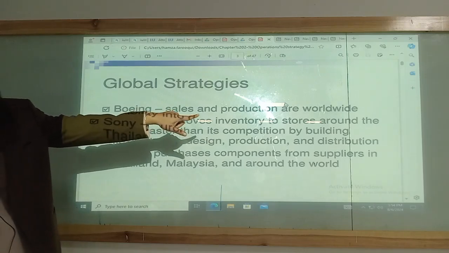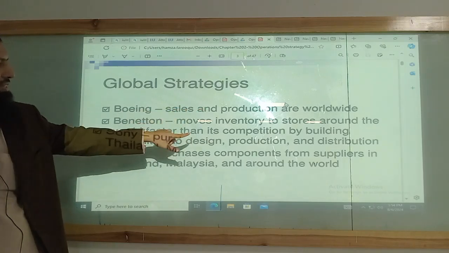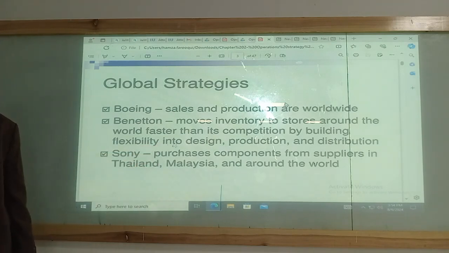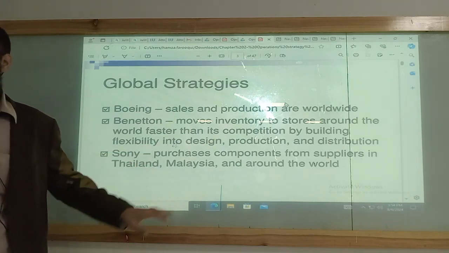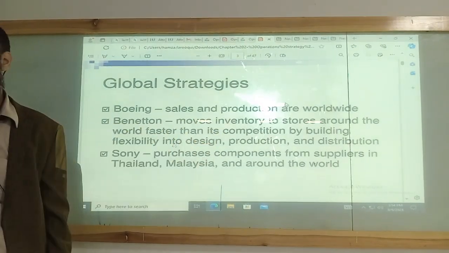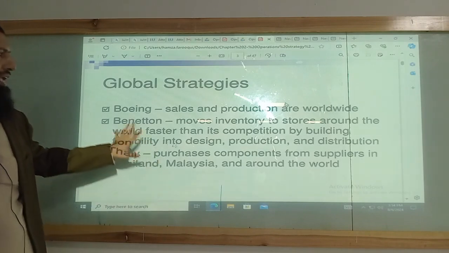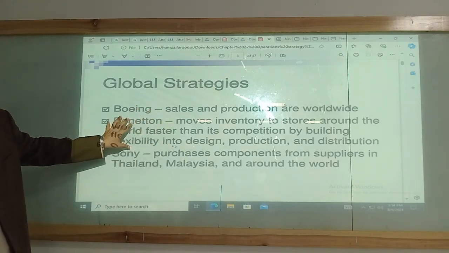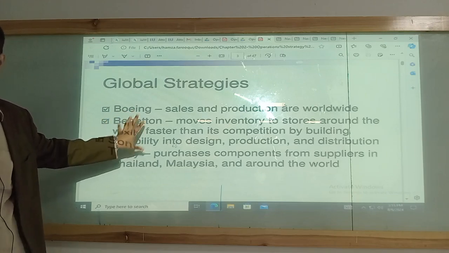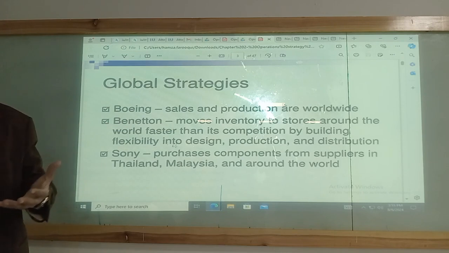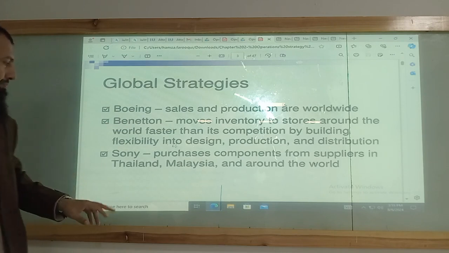Benetton moves inventory to stores around the world faster than its competition by building flexibility into design, production and distribution. So you see the flexibility in all designing, production and distribution. Able to move the inventory from one place to another, it's very easy, it's manageable, it's cost effective when you have different distribution centers, different facilities at different locations.